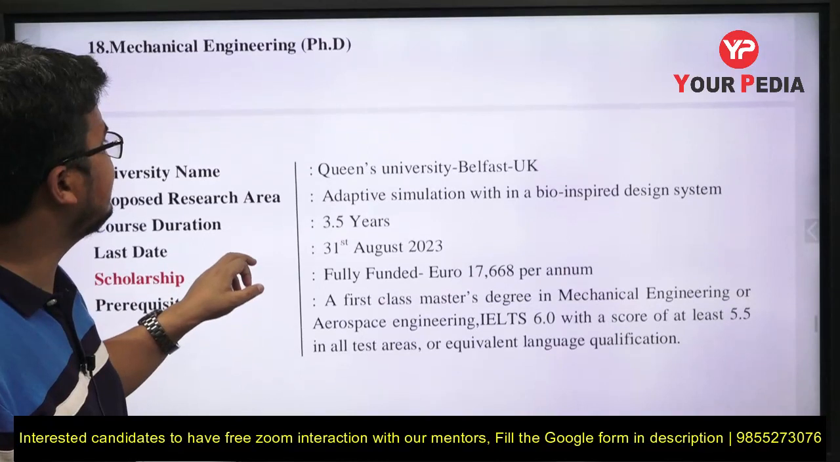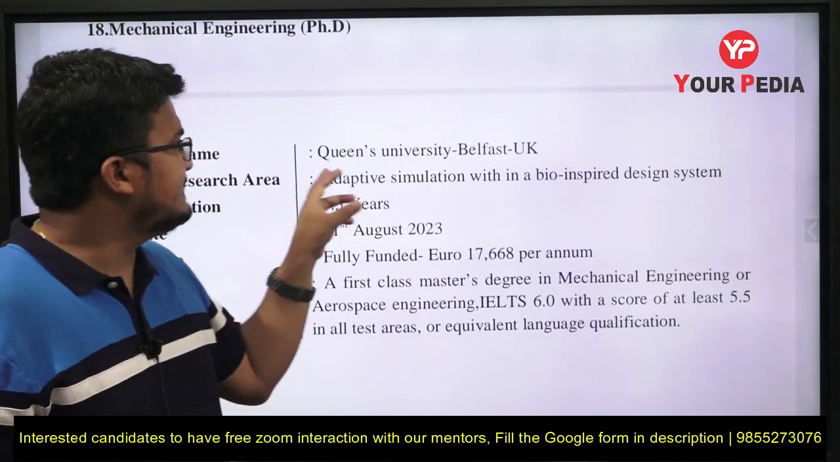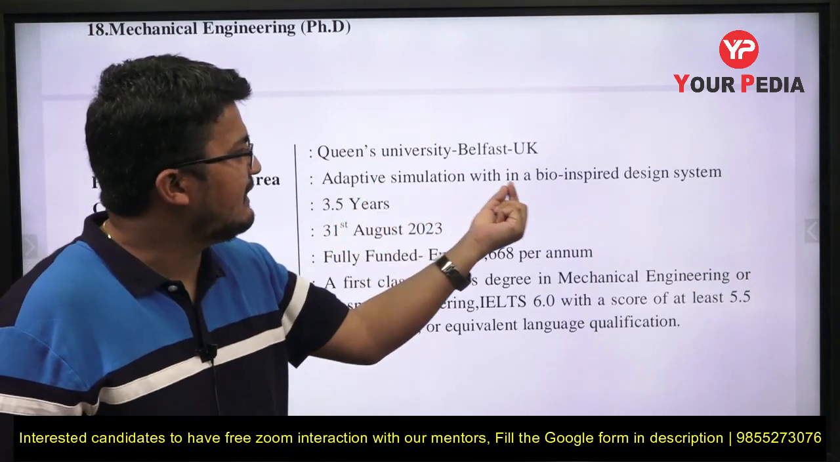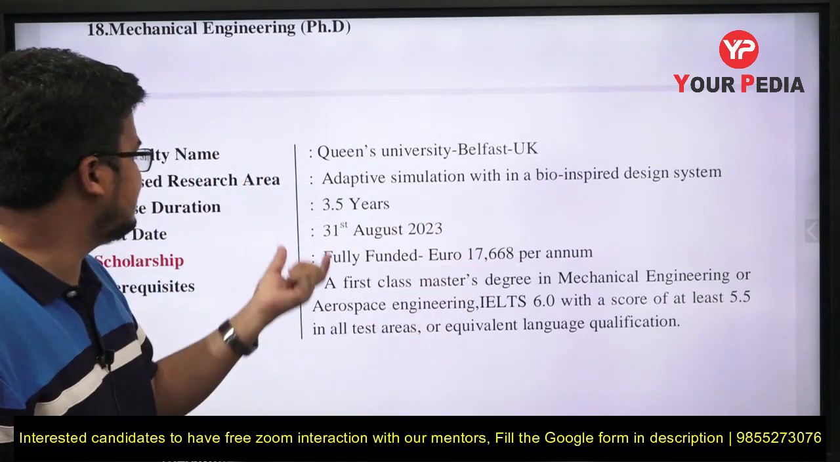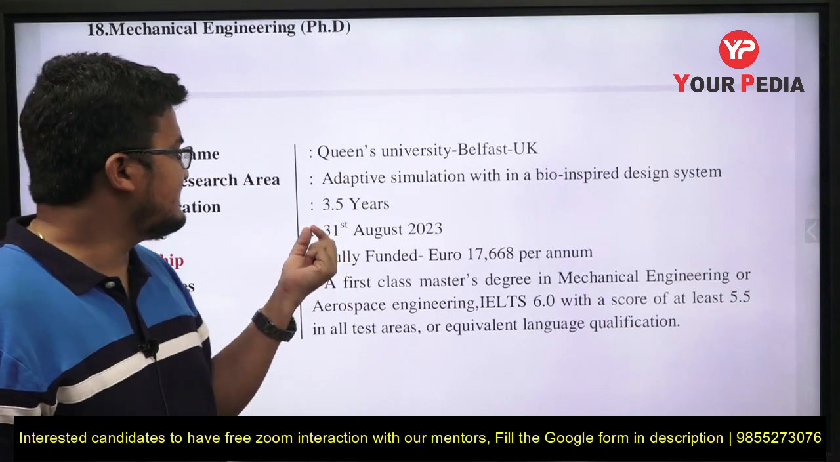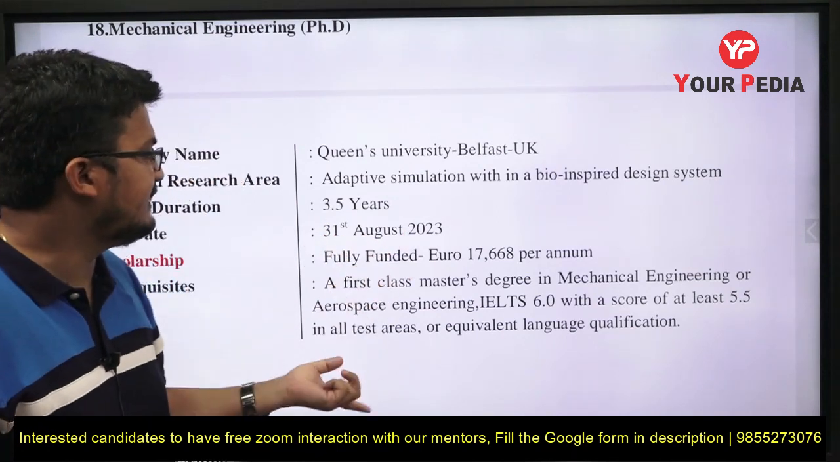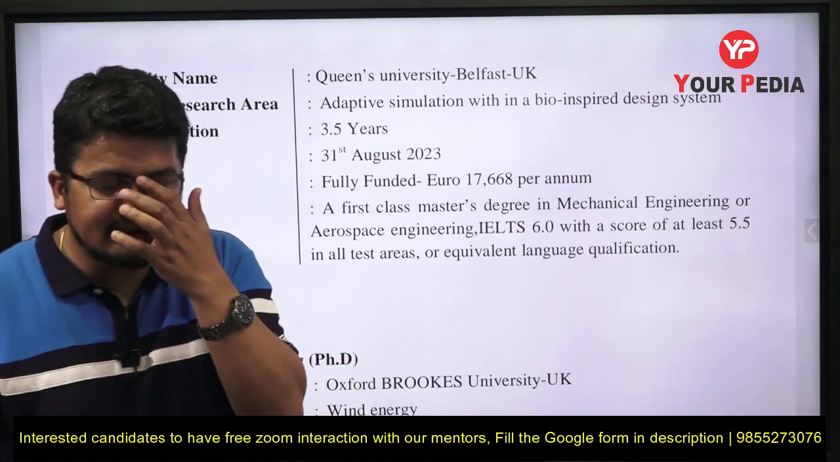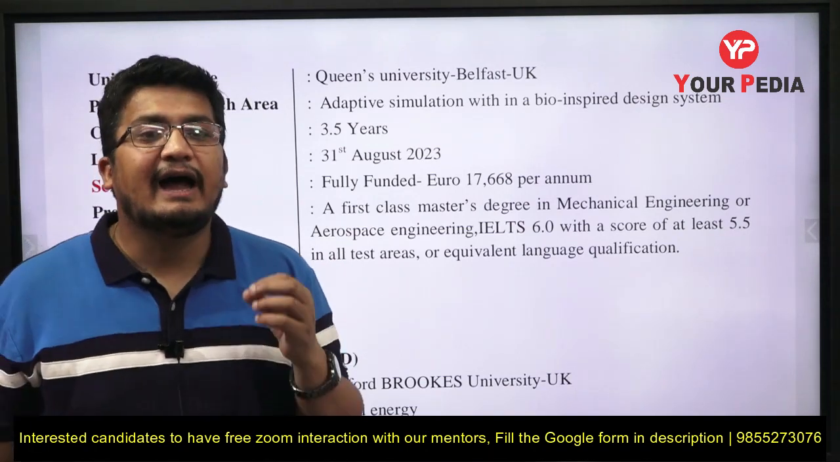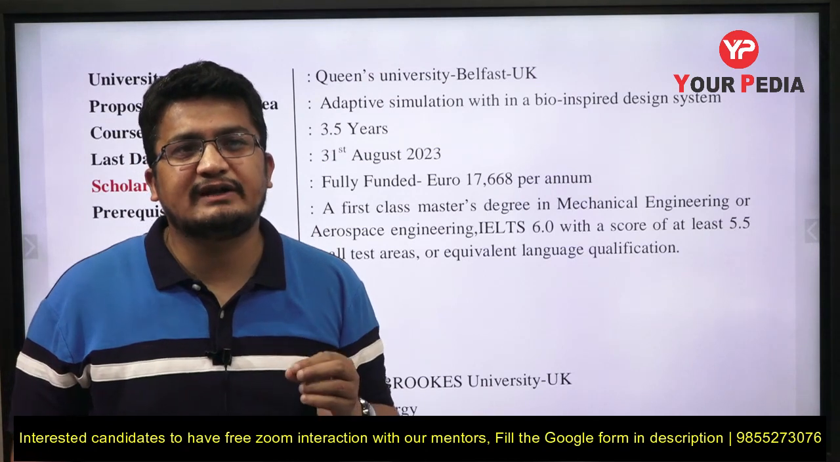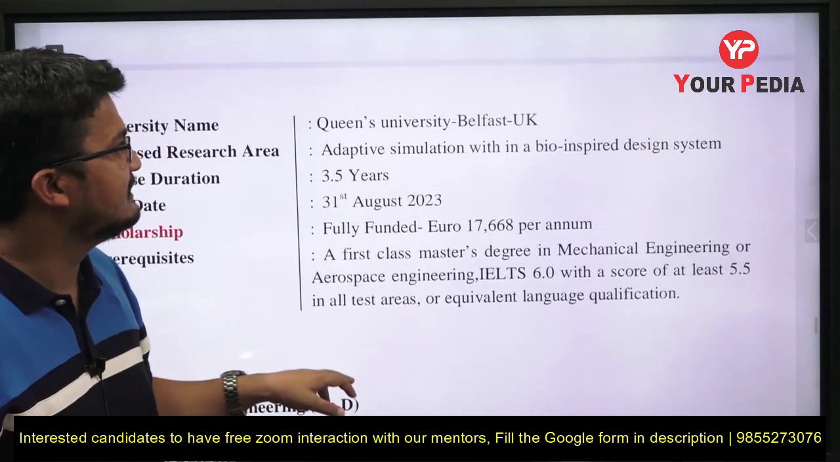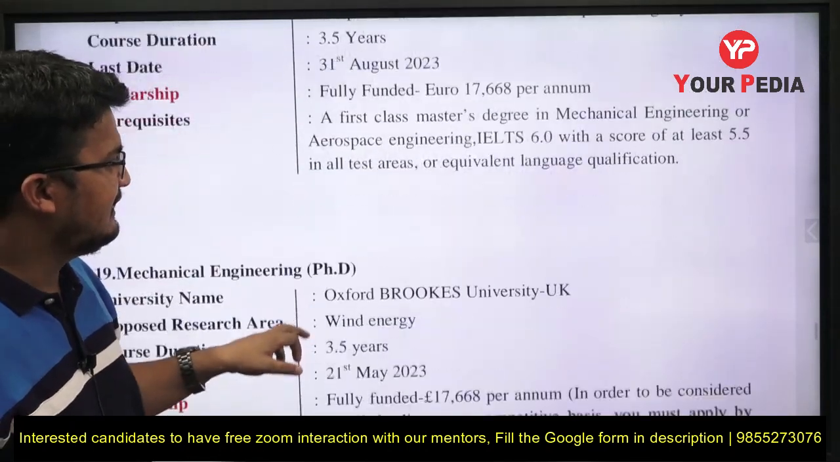Next is mechanical engineering PhD. University name is Queen's University, Belfast, UK. The research area is adaptive simulation with a bio-inspired design system. Duration is 3.5 years. Last deadline is, guys, 31st August 2023. It's a fully funded position, and the prerequisite is a first class master degree in mechanical engineering or aerospace engineering, IELTS 6.0 with a score of at least 5.5 in all of its sections or equivalent language qualification. So both have a similar kind of prerequisite.